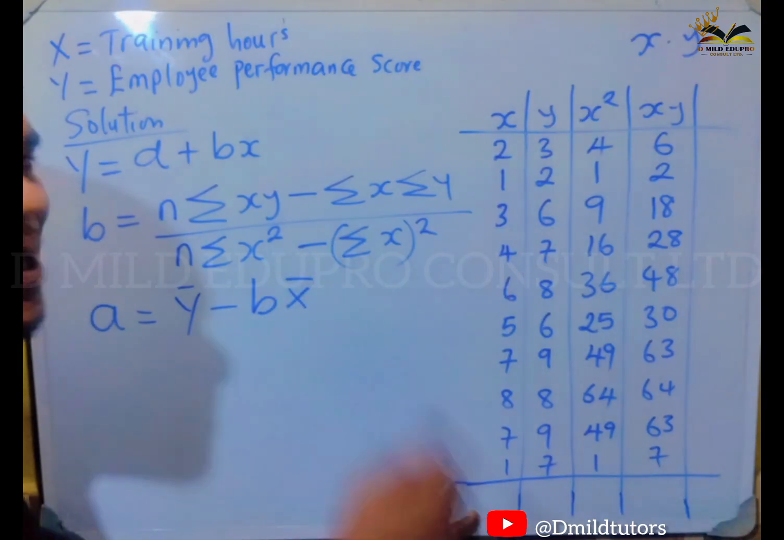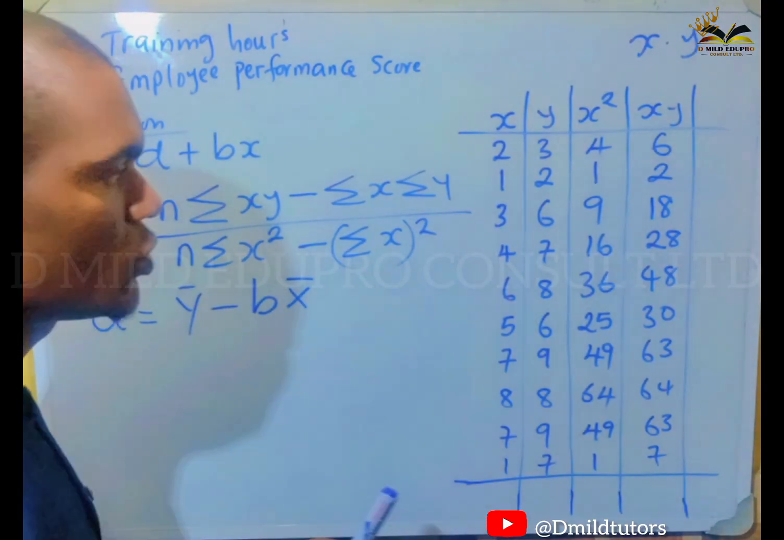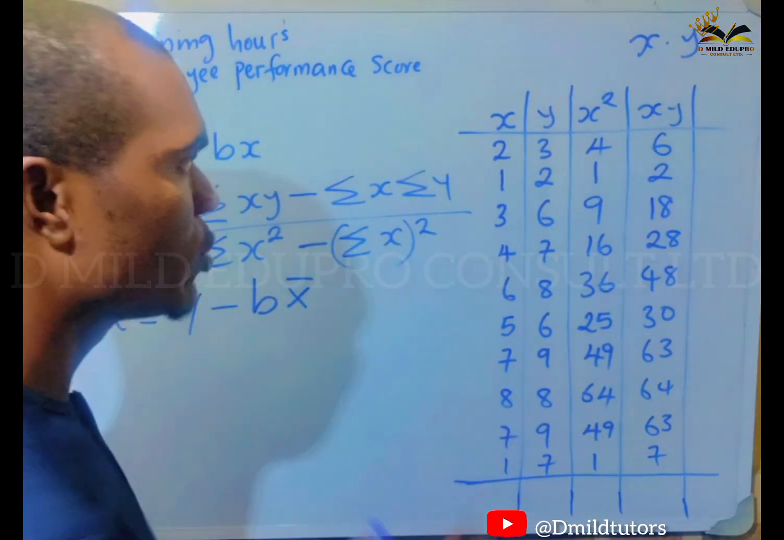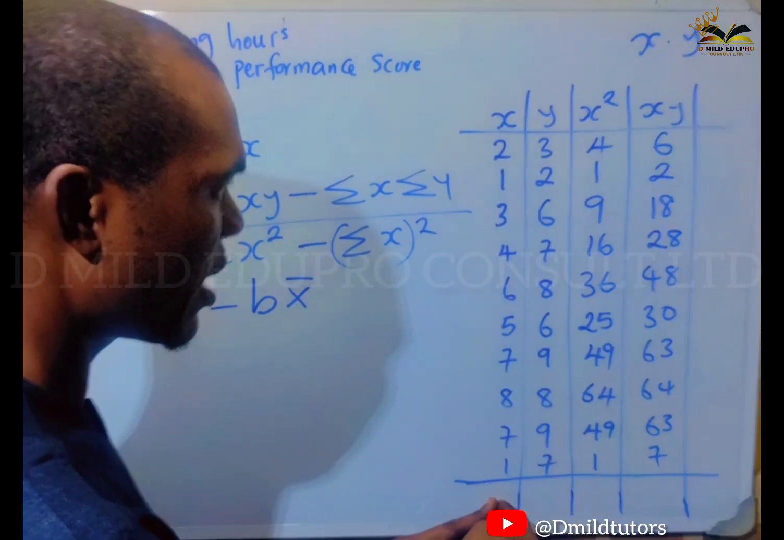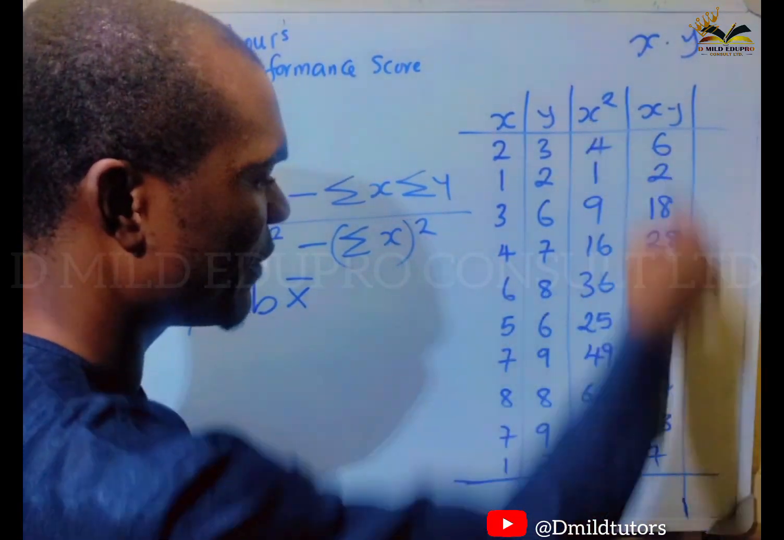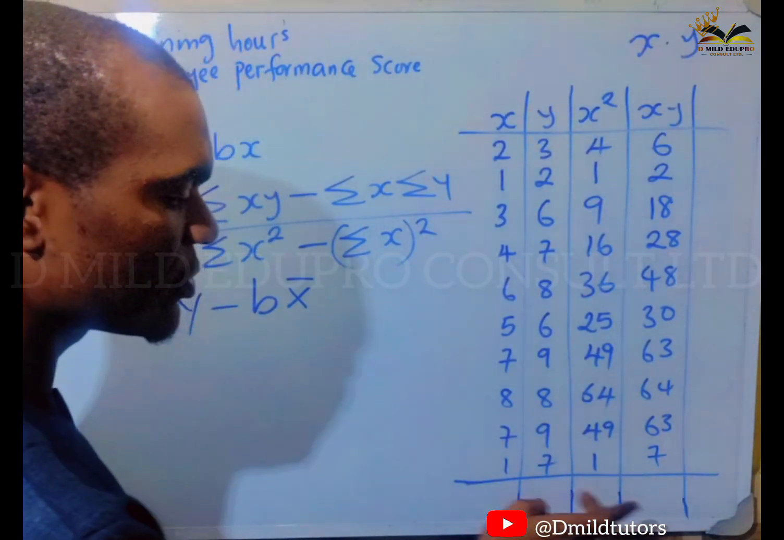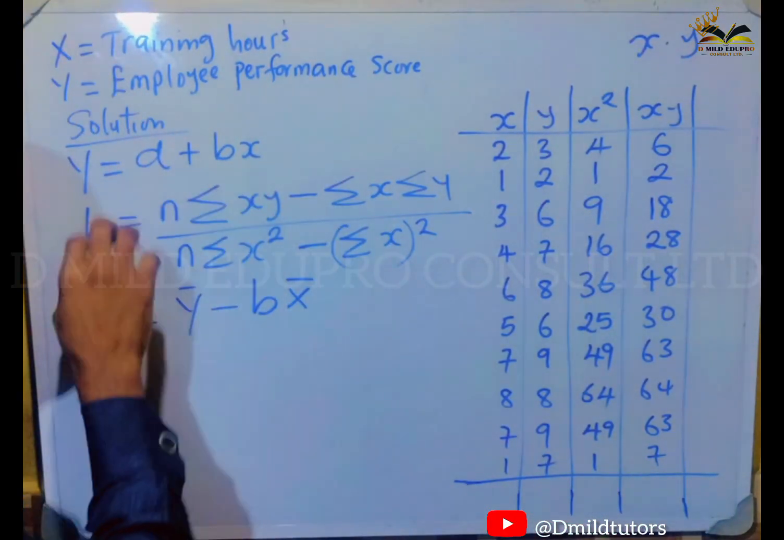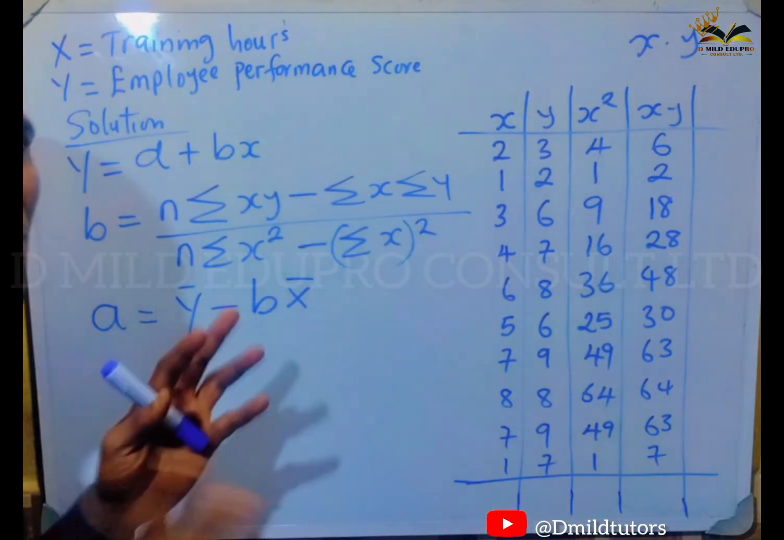This symbol means summation. So summation means to add up. So we're going to add up everything here. We also add up everything here. We add up everything. Now this sum is what we are going to be inputting into this formula to get what we want.